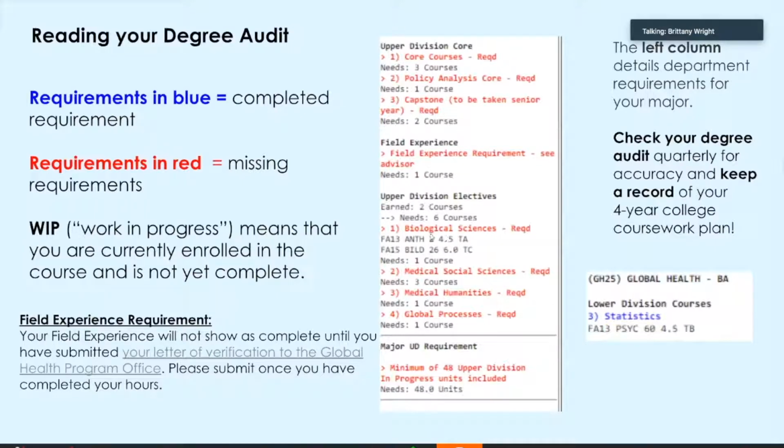So for the biological sciences, this student coming in as a transfer student completed the most possible transfer coursework towards the major as possible. So 2 lower division biology courses and the stats requirement. So check your degree audit and see what's already automatically counting for your global health major. And then as you enroll in each class, it should populate under the correct requirement, and you can track your progress this way as well. So I'd recommend using the degree check and your degree audit to keep track of your coursework. And the field experience requirement is going to show red until you submit your letter of verification.